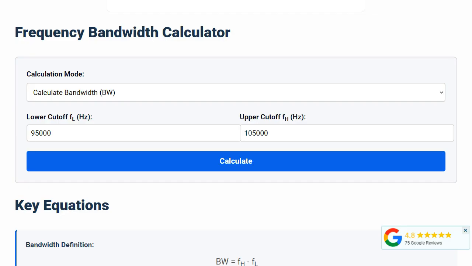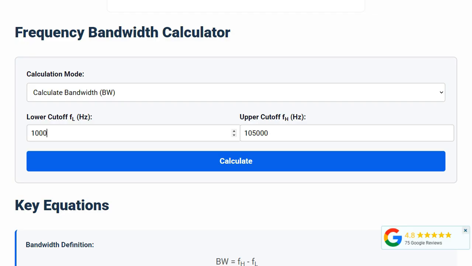Start by entering the center frequency, which is the middle frequency of your signal band. Next, input the Q factor, also known as quality factor, which measures the selectivity of your resonant circuit. For our example, let's enter a center frequency of 1000 Hz and a Q factor of 10.